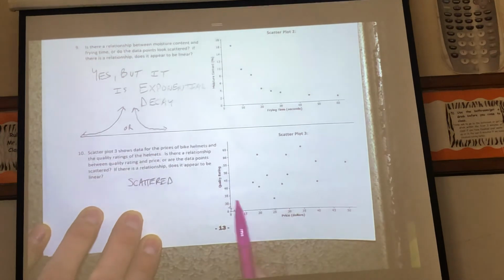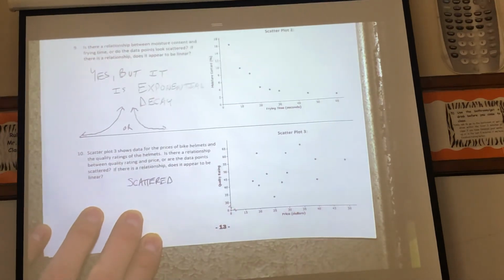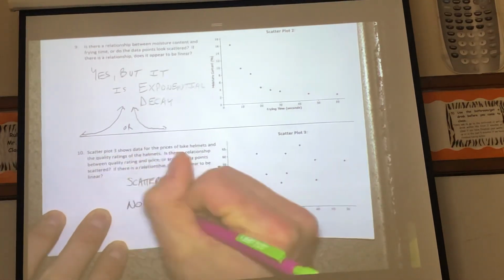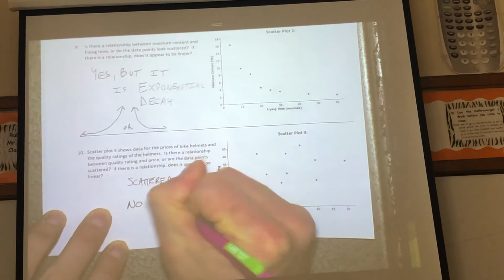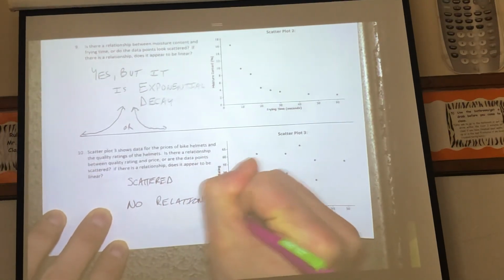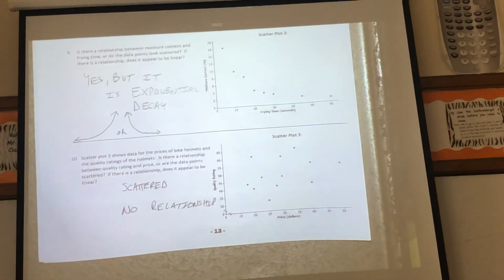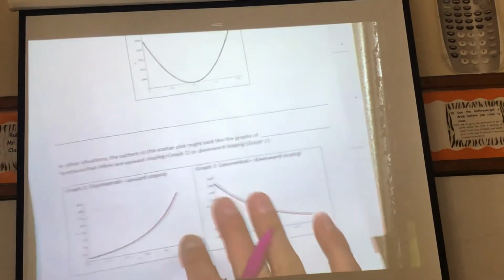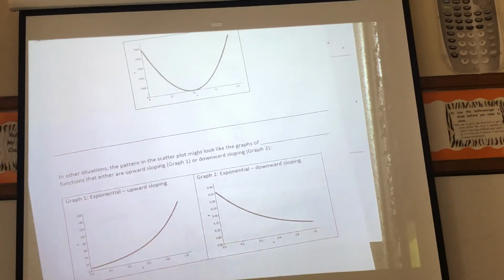You may say there's a slight positive relationship, but with this data here, I would say it's mainly scattered, and there's no relationship. Within statistics, there are arguments for both ways to discuss a point and obviously argue against it. All right, please take a look at the next page.